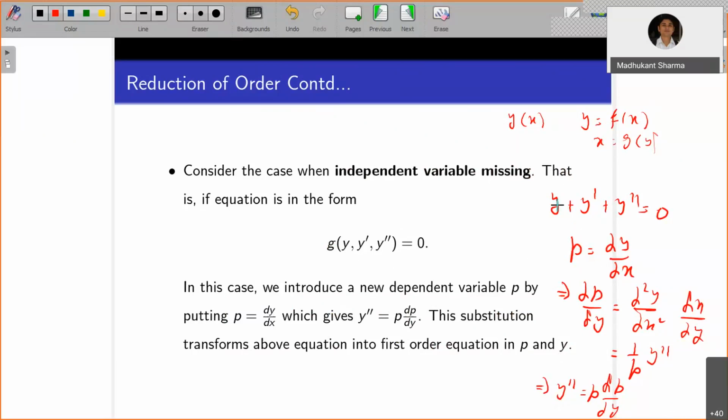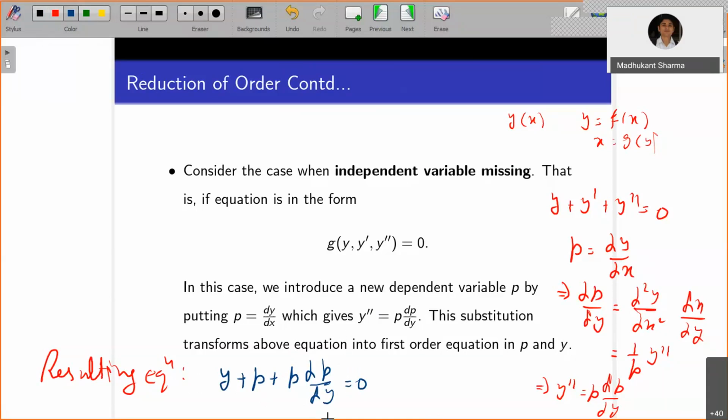So like here, if you replace p equals dy by dx and y double dash equals p dp by dy, the resulting equation is going to be y plus p times dp by dy equals 0. So this is a first order differential equation.